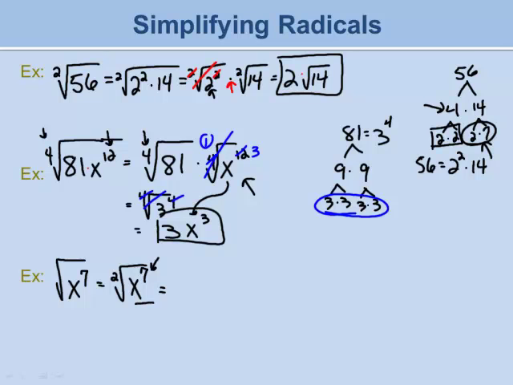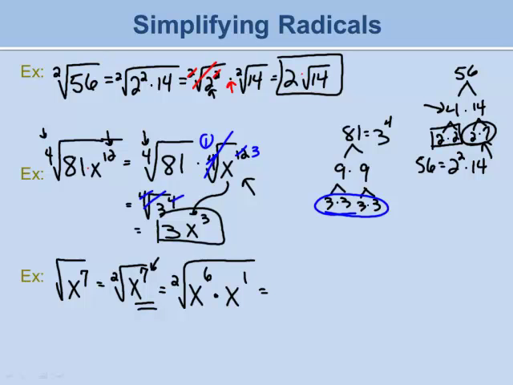So what we're going to do is take x to the 7th and rewrite it as x to the 6th times x to the, how many more do you need? Remember, exponents add if you have like bases. X to the 7th can be rewritten as x to the 6th times x to the 1st. 6 plus 1 is 7. So this is the same: the square root of x to the 7th is the same as the square root of x to the 6th times x to the 1st. Same problem, just written differently.